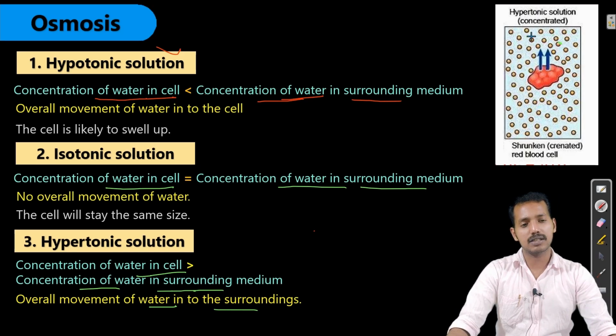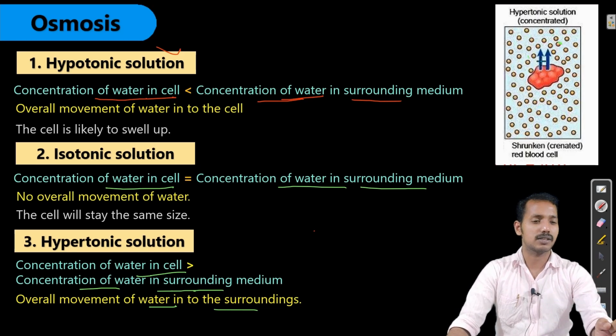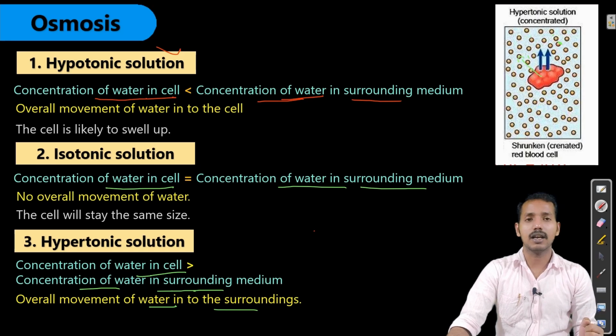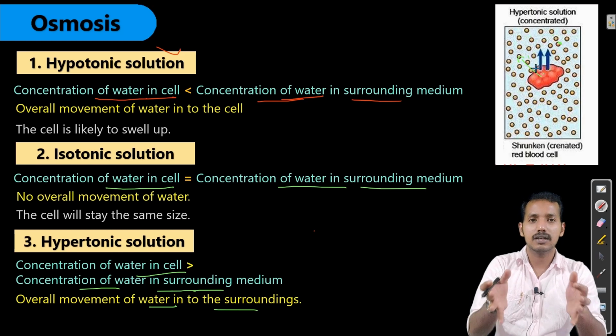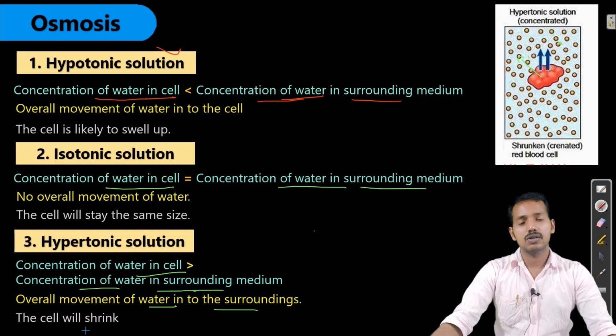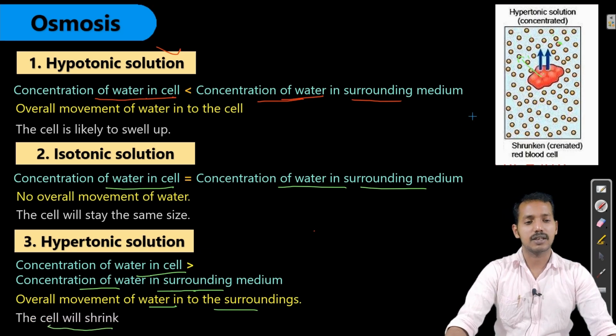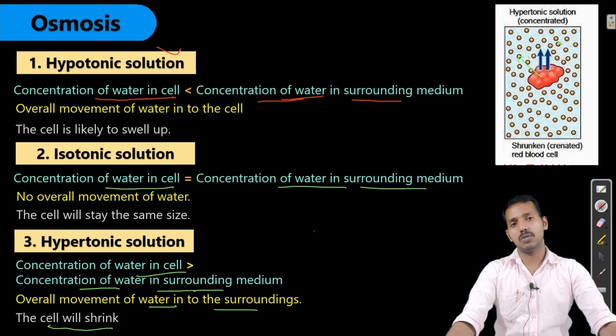Because the solute particles are more, which means the concentration of water is less. So water will move from the cell. As a result of this movement of water from the cell to the surroundings, what will happen? The cell will shrink. This is the third possibility.